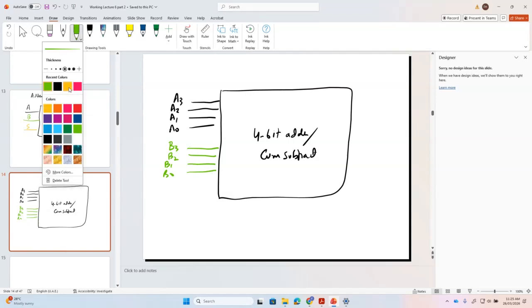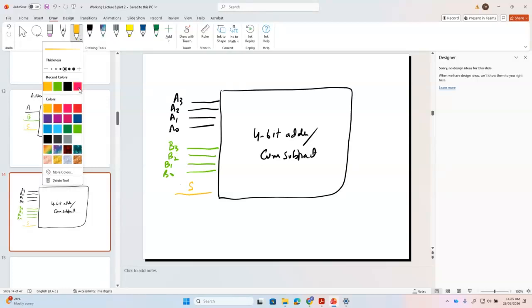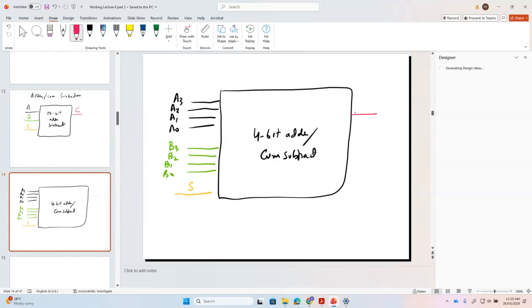And now we have select line S. So this is my select line S. And now what will be my output? Output C: C3, C2, C1, and C0. Now I go back to the previous slide.